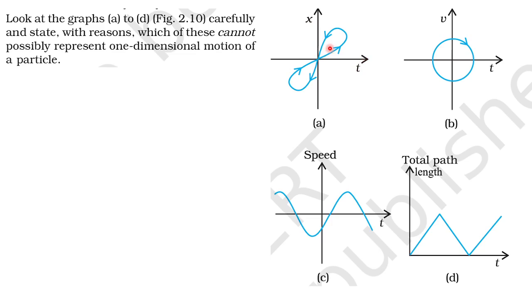I will explain. Okay, I don't want to spend time. This graph is impossible actually. This graph is impossible. Why? We are talking about one dimensional motion. A body is moving like this, moving along a line.